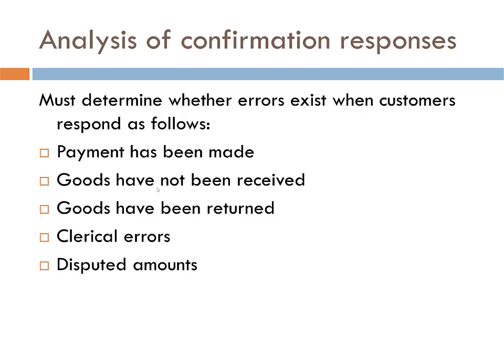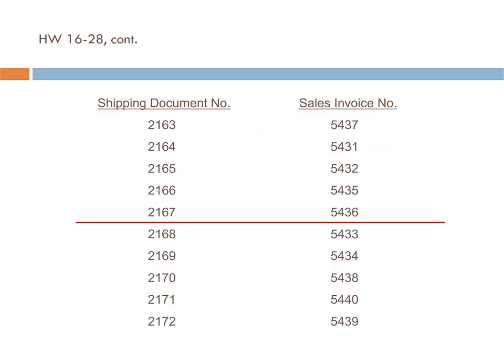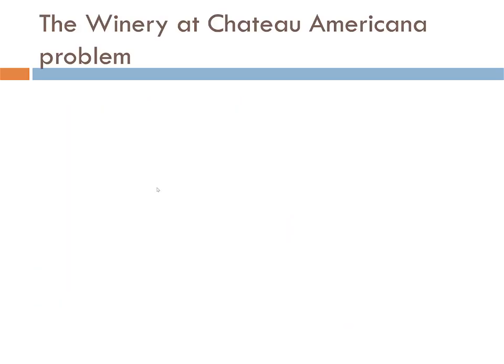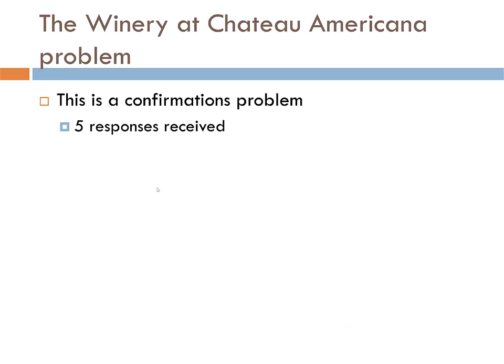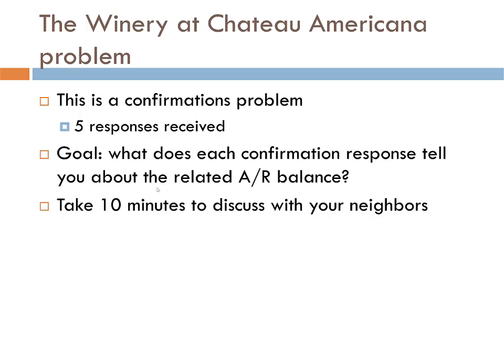So it's not just enough to look at the responses. You have to analyze them and figure out if there are any issues with your client's books. So let's skip this problem 1628. You won't be seeing anything like 1628, but you might see something like this, where I just ask you if this is an issue. So you get 5 responses back from confirmations, and we want to know whether the confirmations tell us whether there's an issue with accounts receivable or not. So here we go.